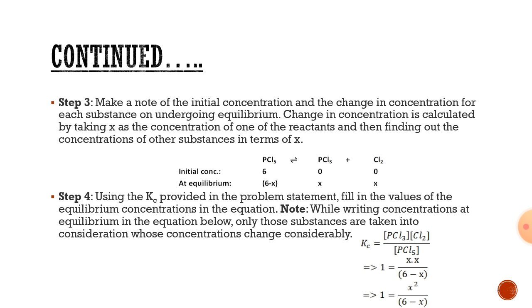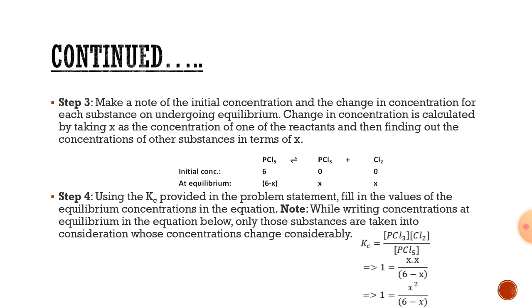Step 3 is to note the initial concentration and change in concentration for each substance on undergoing equilibrium. Change in the concentration is calculated by taking X as the concentration of one of the reactants and then finding out the concentration of the other substances in terms of X. The initial concentration will be 6 and the final concentration is 0. For example, at equilibrium PCl5 is 6 minus X, PCl3 is X, and Cl2 is also X.